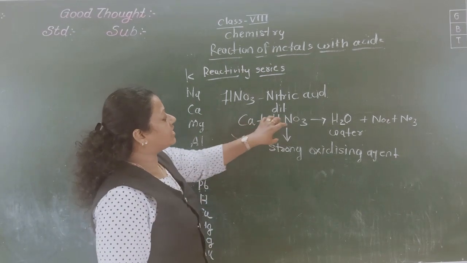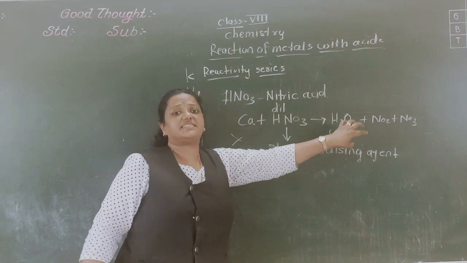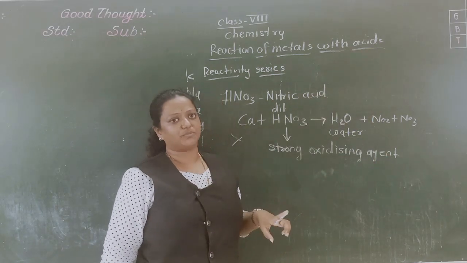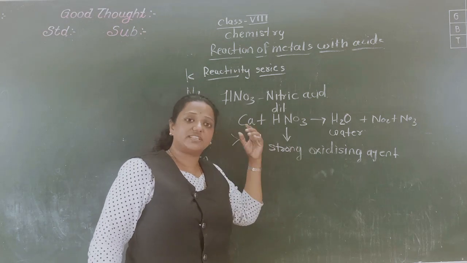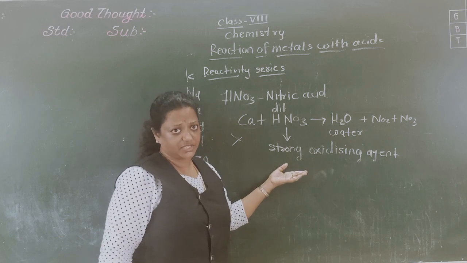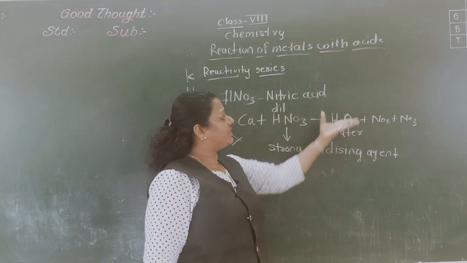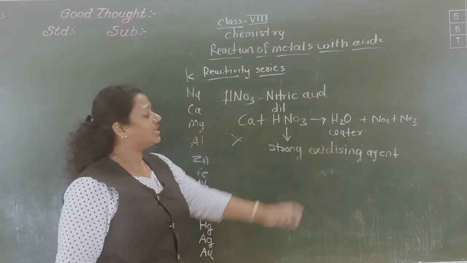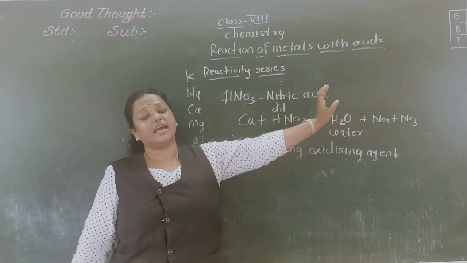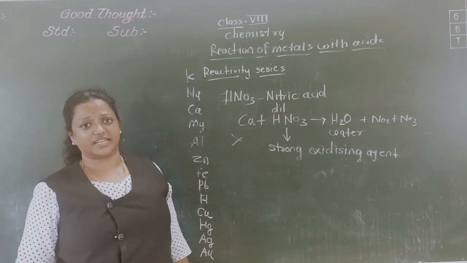So this reaction is not possible to prepare its salt and to release hydrogen. Hydrogen gas would get released, but as it is a strong oxidizing agent, it will never leave hydrogen alone. It will immediately provide oxygen to hydrogen and convert it into water, and itself it will turn into nitrates and nitrites. I hope you understand this. This is the strong oxidizing agent.